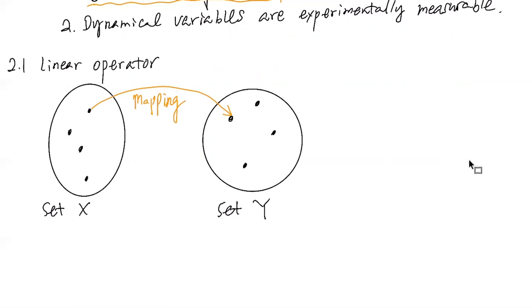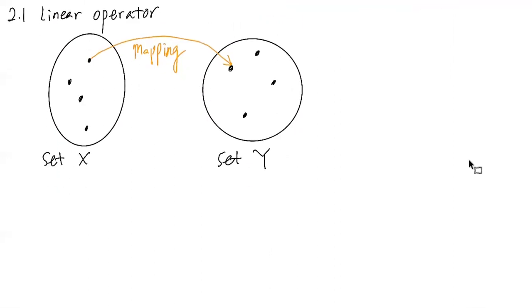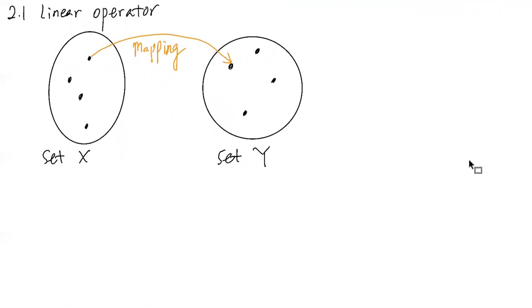Depending on the nature of this map, you can have several different mathematical objects. If we consider set X is a number set, all the elements are numbers, and set Y is also a number set, all the elements are numbers, then this map, of course, gives you a function, f of x, right? If we only consider a single variable, but of course you can consider multiple variables.